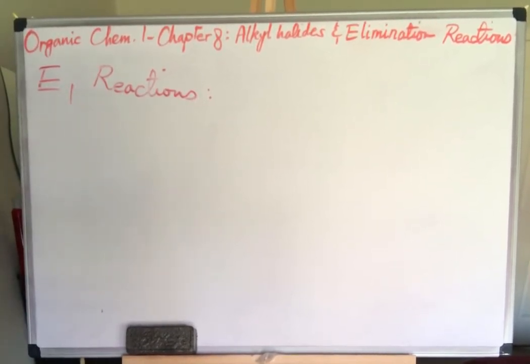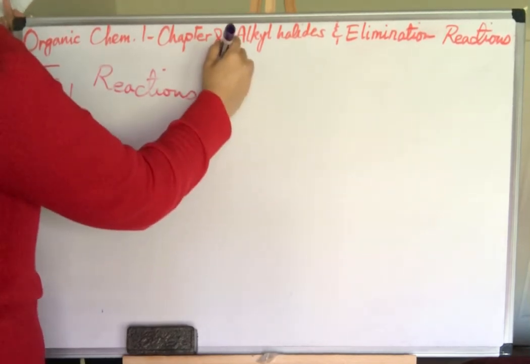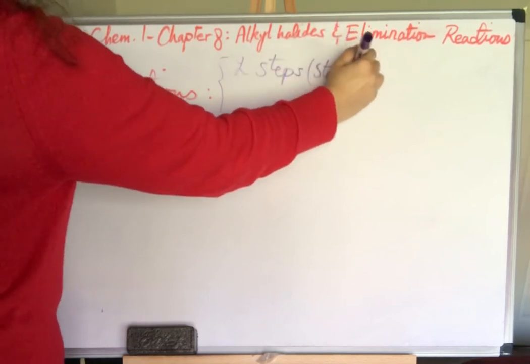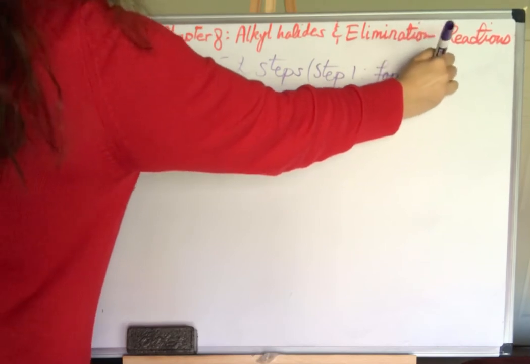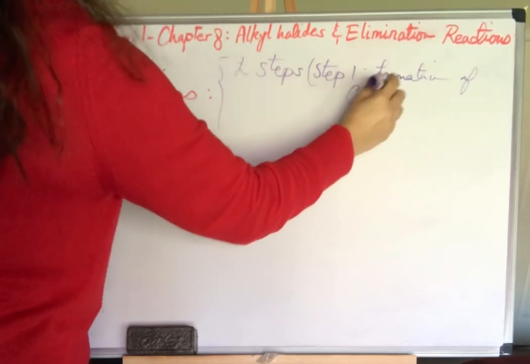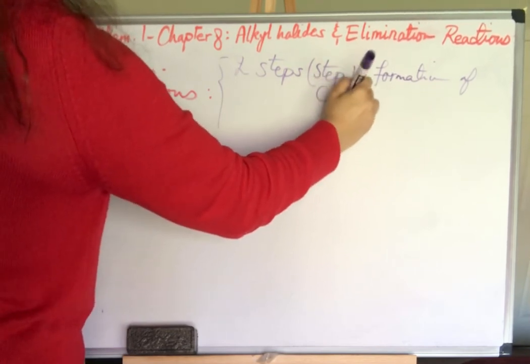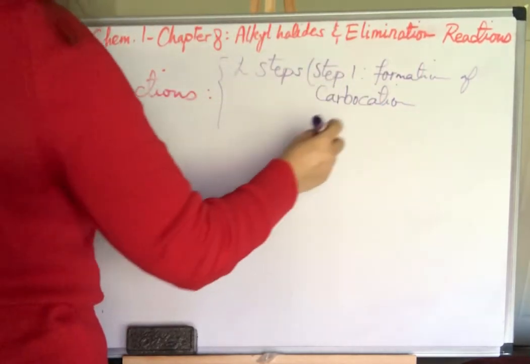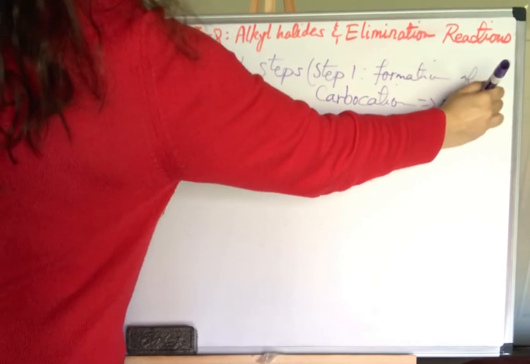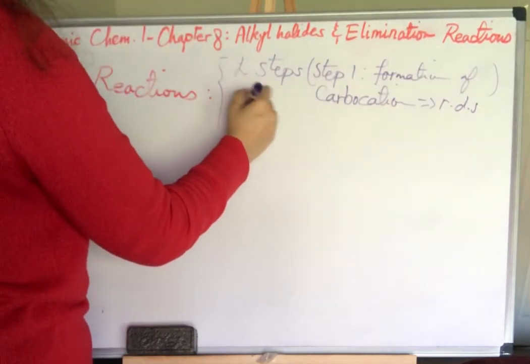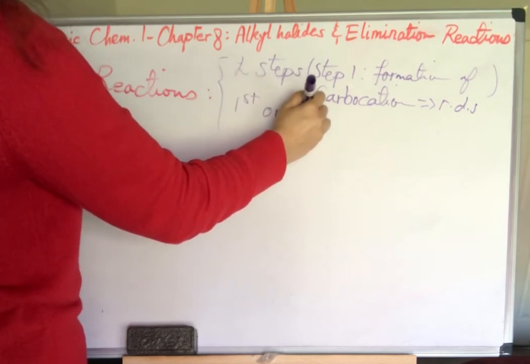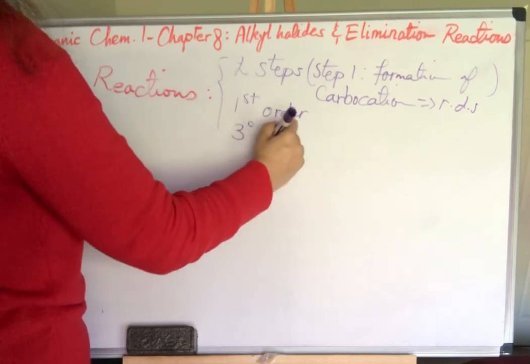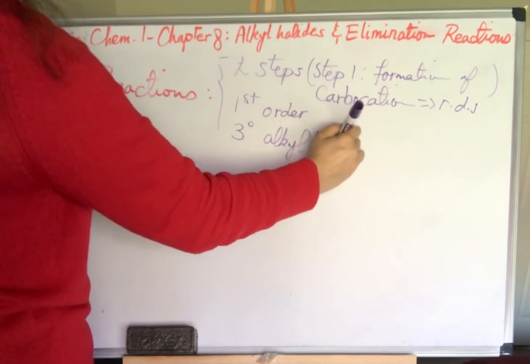E1 reactions have no geometric requirements. It happens in 2 steps. Step 1 is formation of carbocation. Carbocation is what I'm more familiar with. Formation of carbocation is your rate determining step, so it's first order. E1, 1 is for first order, and it's mostly good for tertiary alkyl halides.